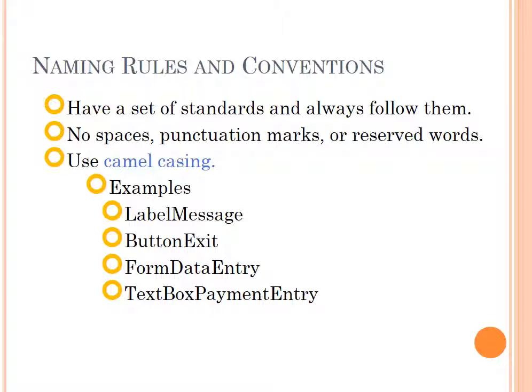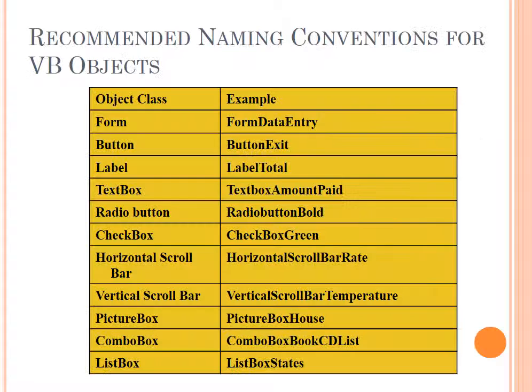So in the first case, we have a label that gives a message. We have a button that exits. We have a form for data entry. We have a text box for payment entry. Okay? So these are the standard conventions that we will always be using in this class. Here is a more complete list of the types of objects and how they are named, and examples of each. I'm not going to read these to you because I'm sure you can do that. But keep in mind, if you do not use these naming conventions for your VB objects, I will not grade your paper.